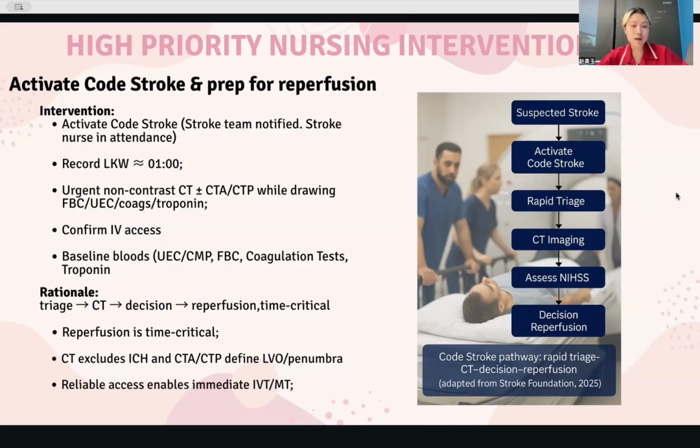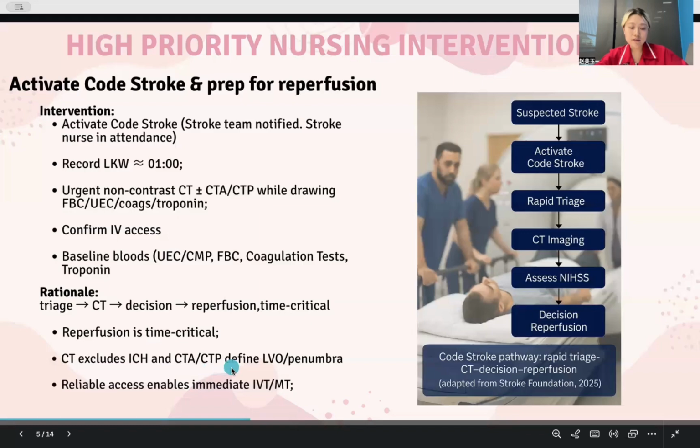We need to make sure IV access is valid so that we can get ready for the IV thrombolytics on time. And a reliable IV cannula can prevent the treatment delay. So for the preparation for reperfusion, we need to make sure it is as fast and safe as possible.